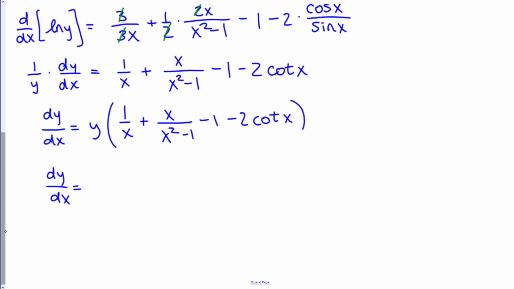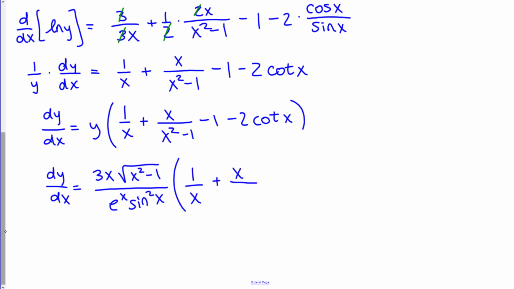Y is my original function. I need to go ahead and substitute that in for y and call it 3x times the square root of x squared minus 1 all over e to the x sine squared x. So I'm just replacing y with what it was originally. That's always going to happen in this logarithmic differentiation. And then these things I will just copy back in. I think I'm going to put the cotangent first because usually constants come at the end. And there you go. As far as simplification goes, this is probably as simple as you want to make it.